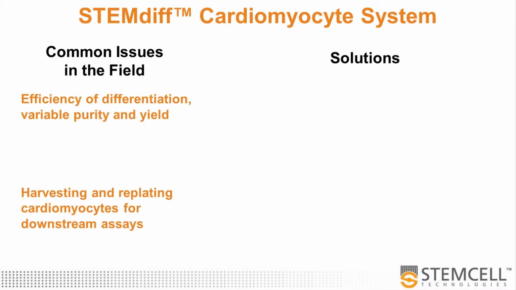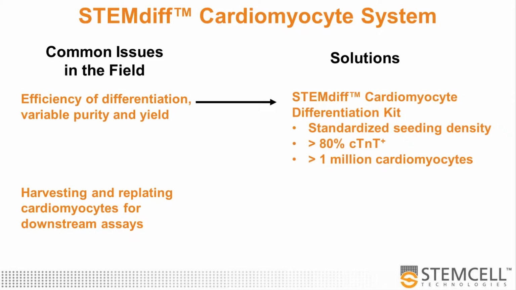So why did we decide to create this STEMdiff Cardiomyocyte system? Some common issues in the field are the efficiency of differentiation, and there's variability in purity and yield. Another issue in the field is the harvesting and replating of cardiomyocytes for downstream assays. With the first point, our solution was to come up with a standardized differentiation kit.